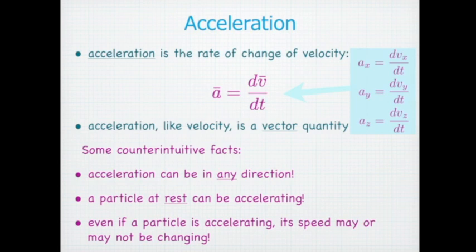And then finally, even if a particle is accelerating, its speed may or may not be changing. That's the case of circular motion. When we have a ball swinging around with a rope, we know there's a constant force on it that's changing its velocity. That's why it goes in a circle, but it's changing the direction, not the magnitude or the speed. Another way to think of it is that it's changing the components, exchanging y for x.